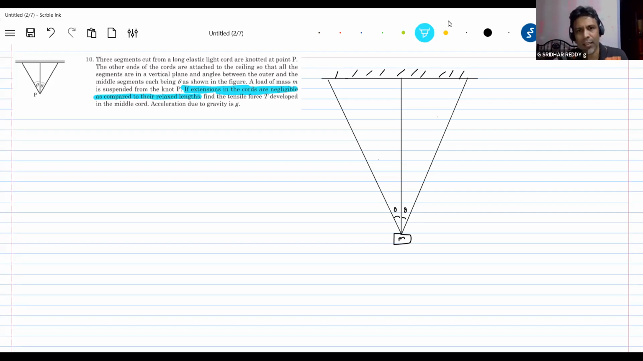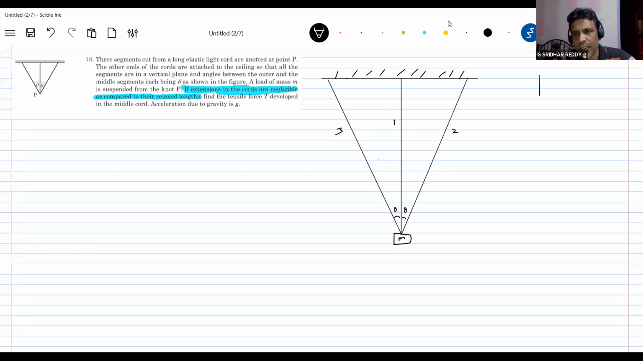Let's give numbering to the strings: 1, 2, and 3. Look at 1 and 3, they should have the same length, and look at 2, it should have a different length. So let me give the numbers: this is 2, and these are 1 and 3. So the lengths of them are different.